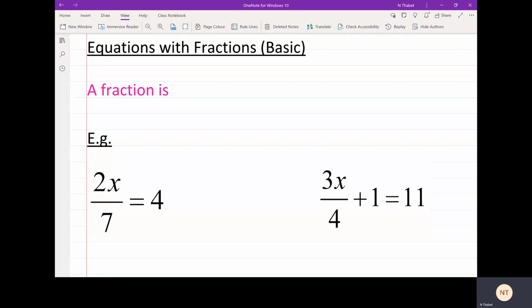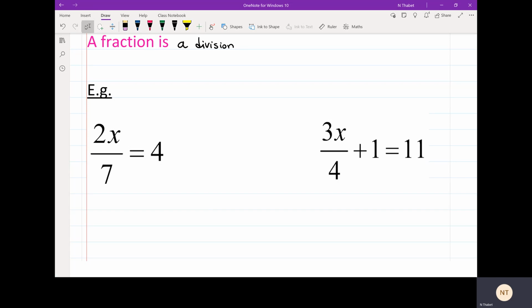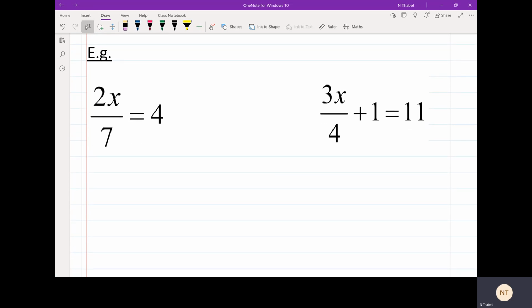In this video, I'm going to go through equations with fractions. The first thing to remember is that a fraction is a division, or it represents dividing. So this could be read 2x over 7 or 2x divided by 7. And I want you to think of this as a function machine that describes what's happening to x. So we always start with x.